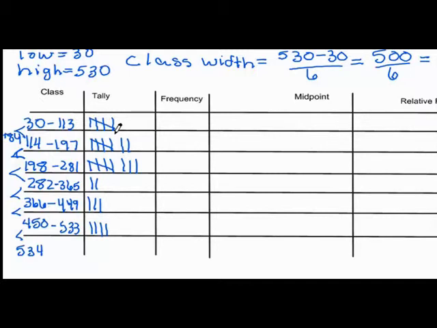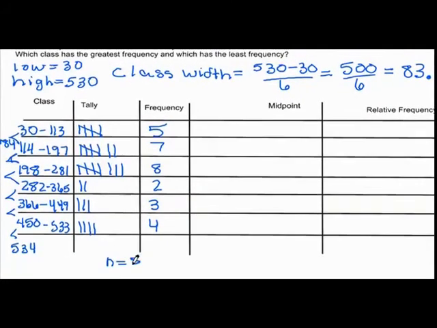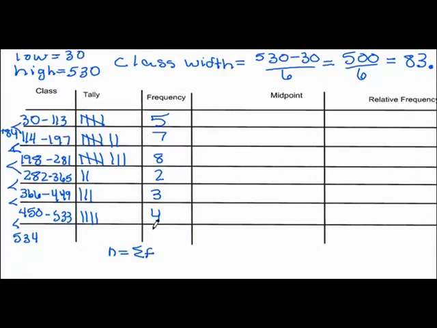So our frequencies are 5, 7, 8, 2, 3, and 4. And so we need to figure out our total frequencies because we're going to need that for our relative frequencies. And so our total frequencies is our sample size, which is n, and we're going to use sigma, which means the sum of the frequencies. So in this case, when we add these up, we get 29.